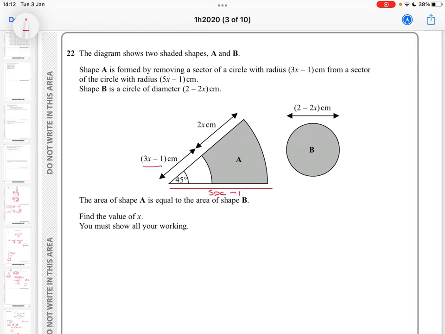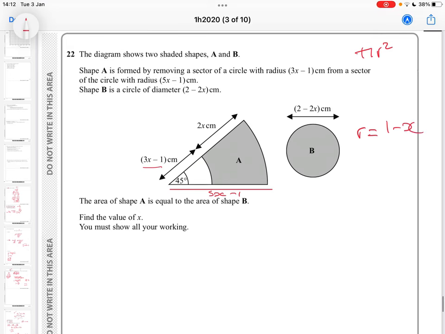So what I'm going to do first is write the area. So we know that the area of a circle is pi r squared. Obviously it's a non-calculator question, so I'm going to leave pi in the answer and hopefully it might cancel out somewhere. For the first shape, I need to know both shapes. The radius is half the diameter, so it's 1 minus x. The second shape is a little bit complicated. I have to take away the area of the smaller section from the big section to work out what the area is.